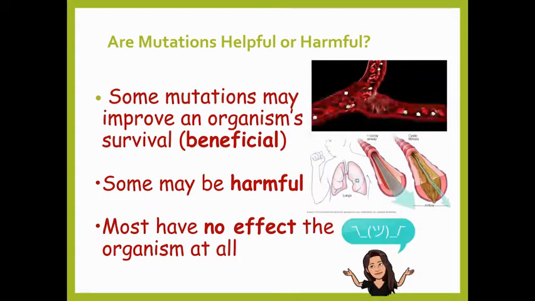Number 2, are mutations harmful or helpful? There actually can be both and neither. Some mutations can actually improve an organism's survival and be beneficial. For example, sickle cell anemia is not a mutation that's beneficial, and that's when your red blood cells go from circular to more sickle or crescent shaped. It can really hurt your blood flow and cause a lot of issues.